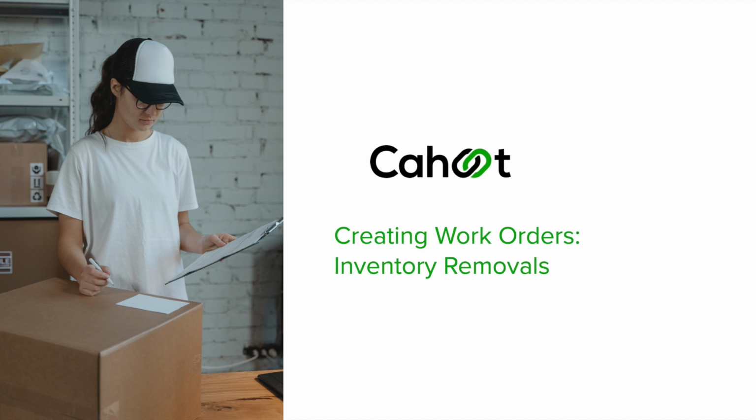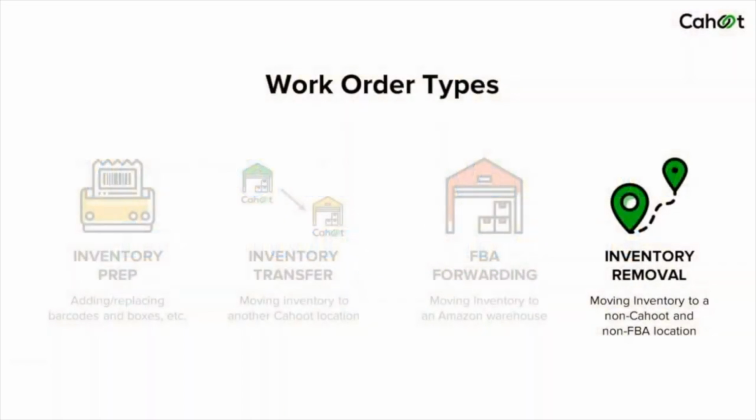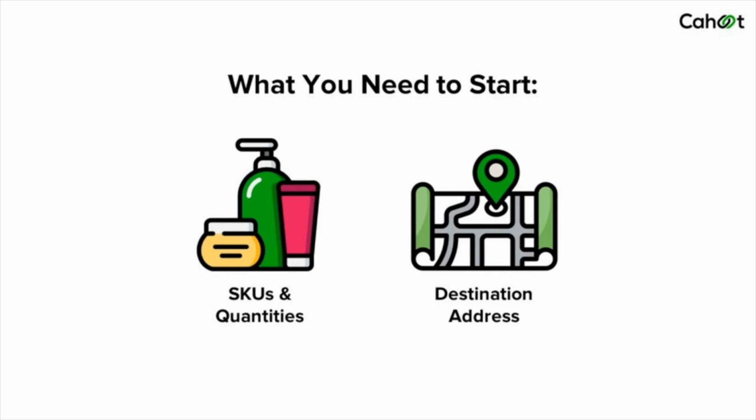Finally, let's look at creating an inventory removal work order. Inventory removals are work orders to move your inventory from a Kahoot warehouse to another location that doesn't include FBA or another Kahoot location. Before you begin, you will need to know what SKUs you want removed and the destination warehouse. Let's see how this works in action.